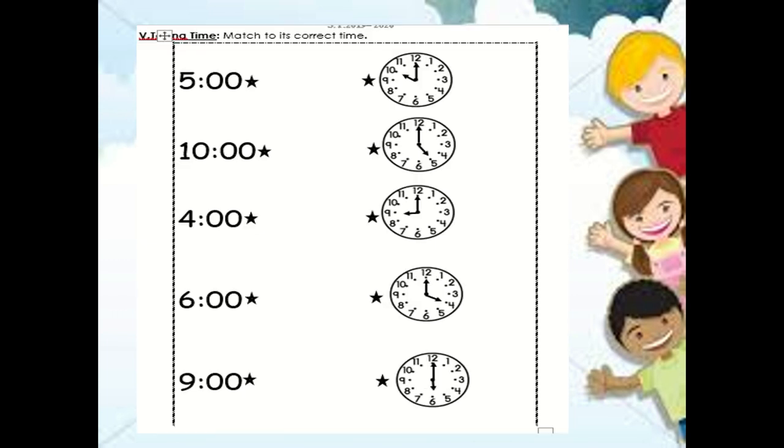Okay, next, test 5. This is telling time. So you will match the time to its correct picture on the clock. For example, first one is 5 o'clock. So where is the correct time for that? So you will just draw a line going to the correct time. Very good. So again, please do it by yourself. I will give you more time, KGs, to finish the worksheets.